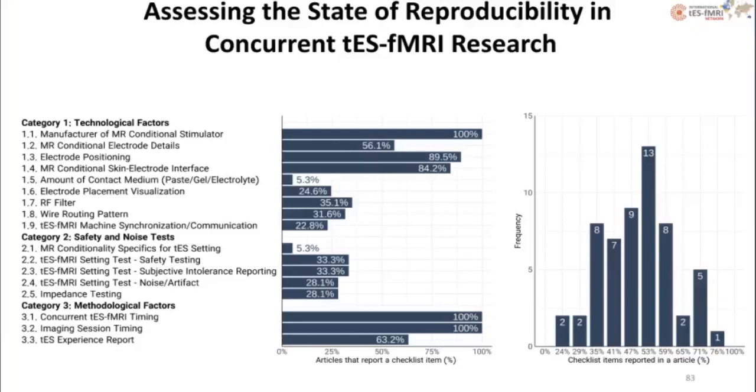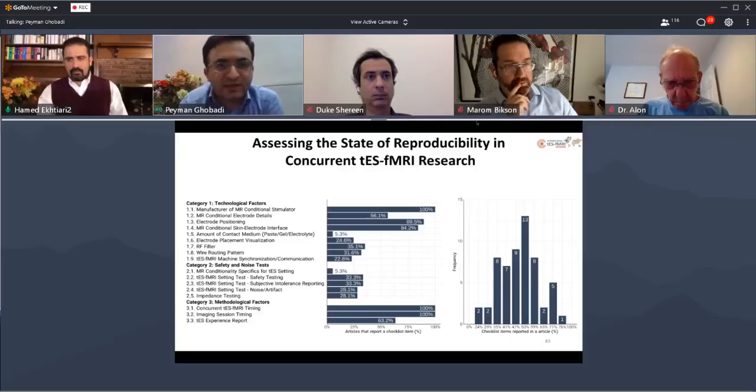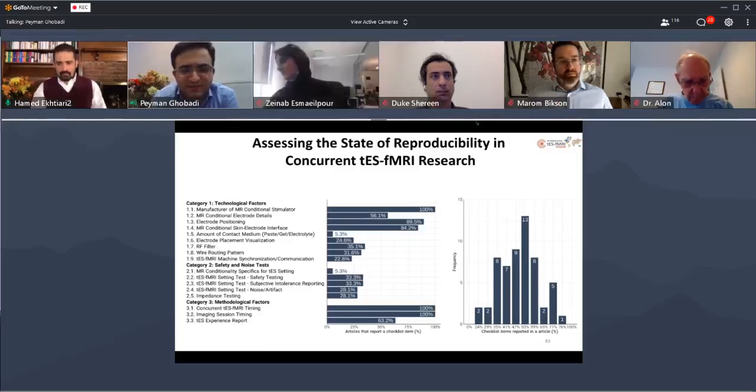In total, our review of the literature revealed a general lack of sufficient information to fully reproduce the studies. For example, over 2/3 of the studies neglected to report the RF filtering method or wire routing pattern, and only a few have reported MR conditional electrode details.